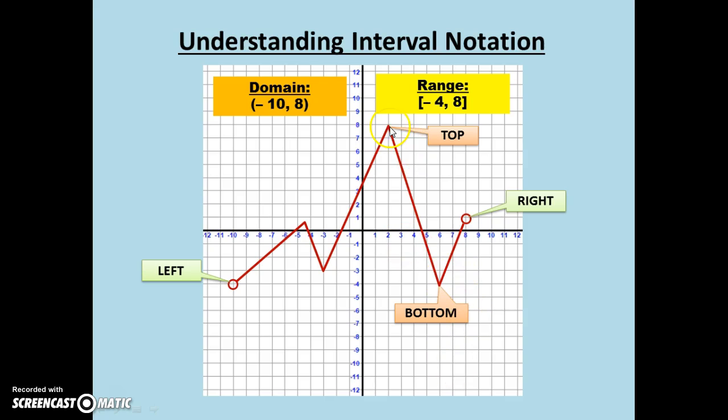Now notice, guys, since this is part of the graph and there's no hollowed out space here, obviously this is included in the graph, and the same thing down here. So in this case, both the top and the bottom are included, so we have to put brackets around both.